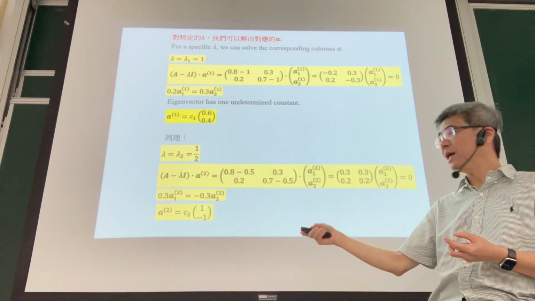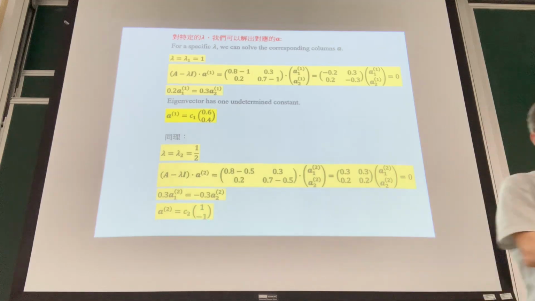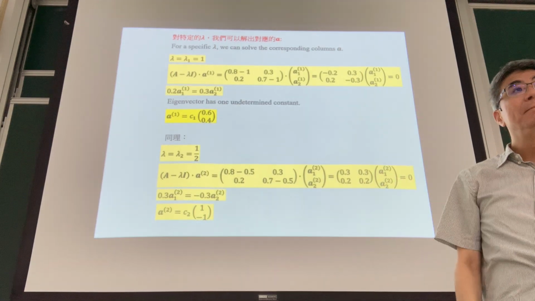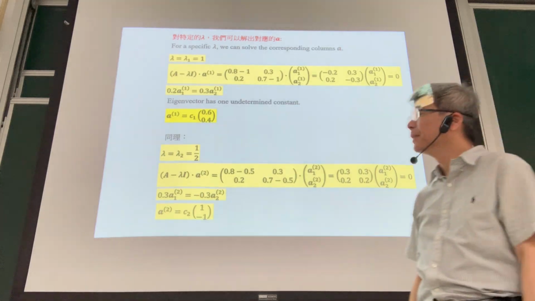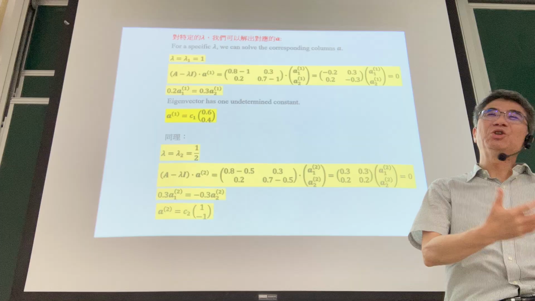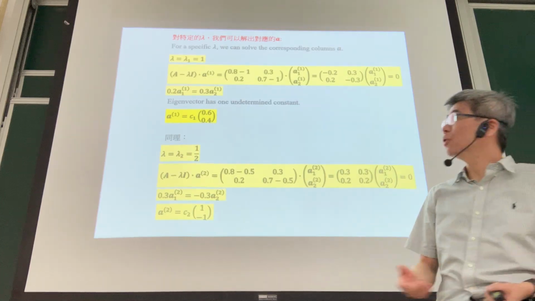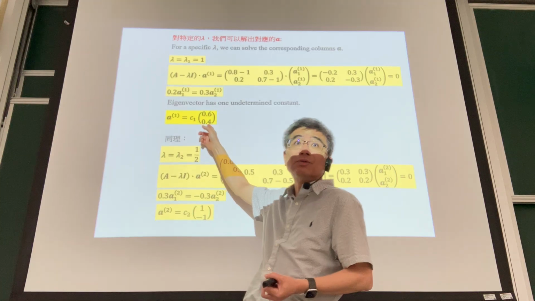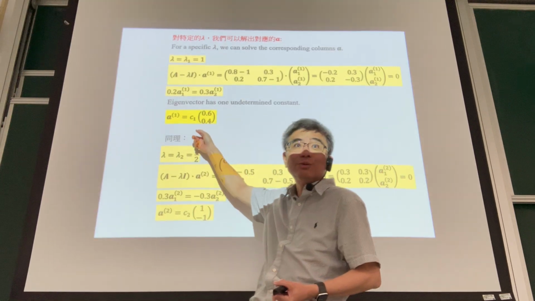The ratio between them is 1 minus 1. Okay. You can do the second also. It's the same. Yeah, I choose the most convenient one. Of course, you can also choose 0.3, 0.2, or 3, 2.